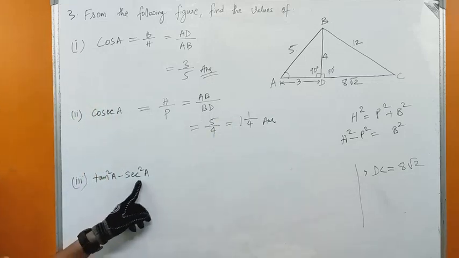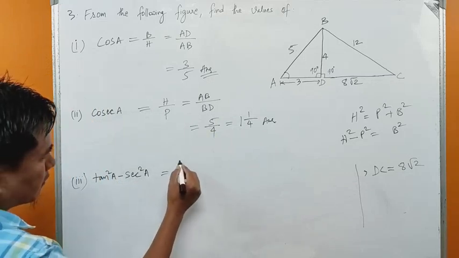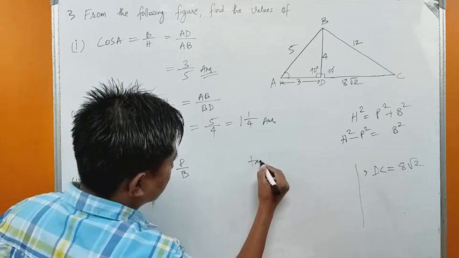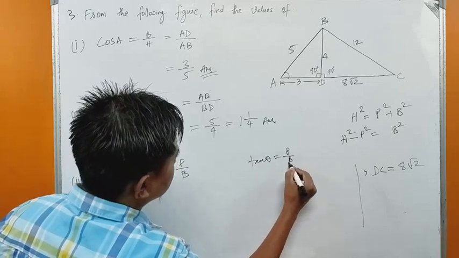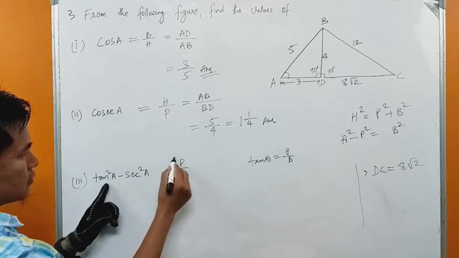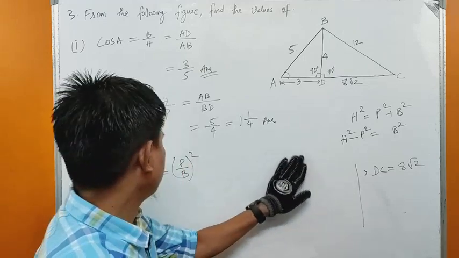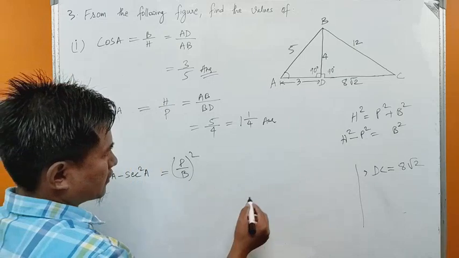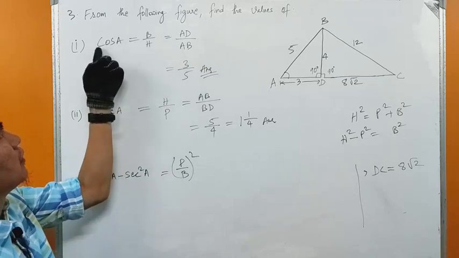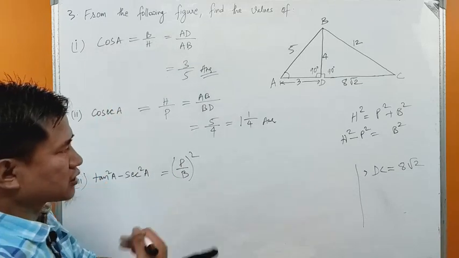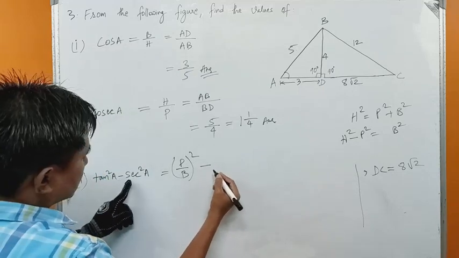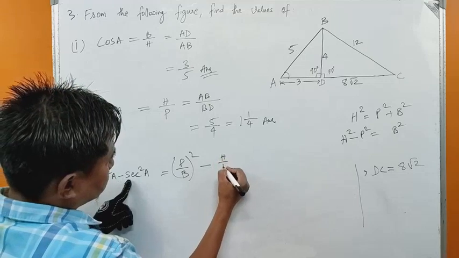Now tan square A minus sec square A. So tan theta is perpendicular upon base. We have a square, so let us put a square. Now sec theta is hypotenuse upon base, because it is just the opposite of cos theta, isn't it? Cos theta is base upon hypotenuse. Sec theta is just h upon b, just the opposite of cos theta. So we have minus here, let's put minus h upon b squared.